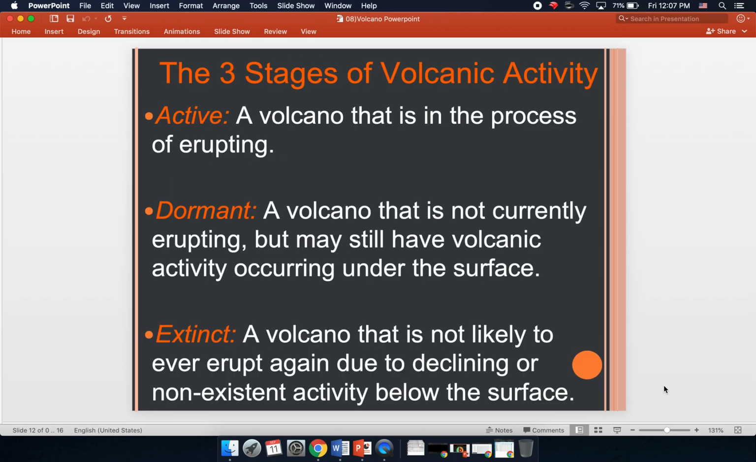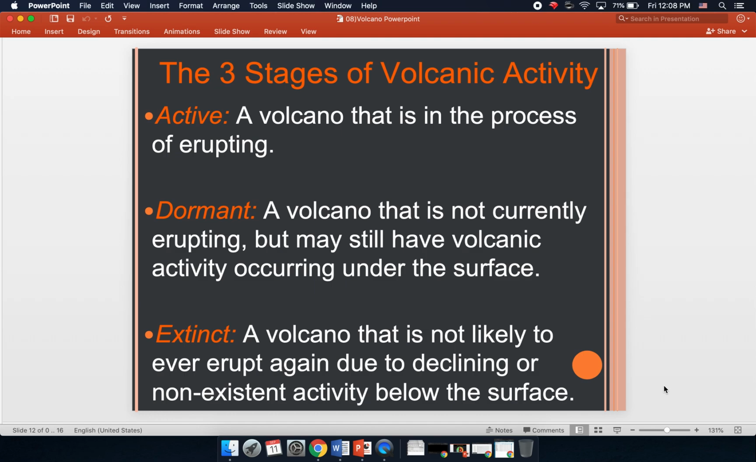All right, three stages of volcanic activity. An active volcano is a volcano that is in the process of erupting. That means it has gases, smoke, ash, lava coming out of it. One or more of those things coming out of it right now. That's an active volcano. A dormant volcano is one that is not currently erupting. It doesn't have anything coming out of it, but it still has volcanic activity occurring under the surface and may erupt in the future.